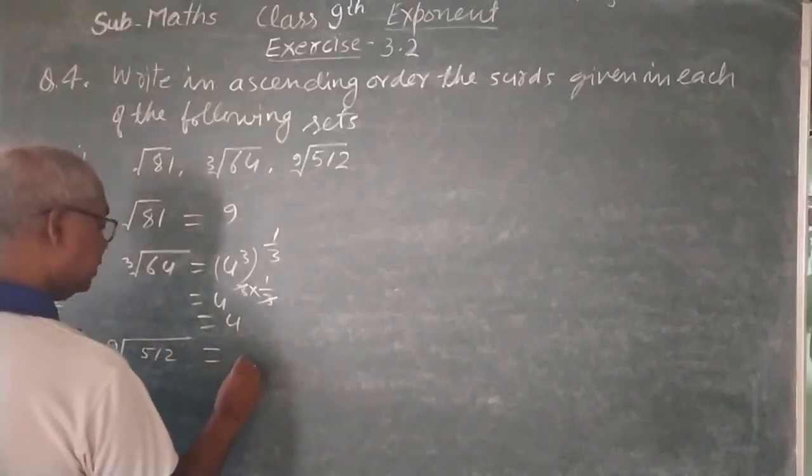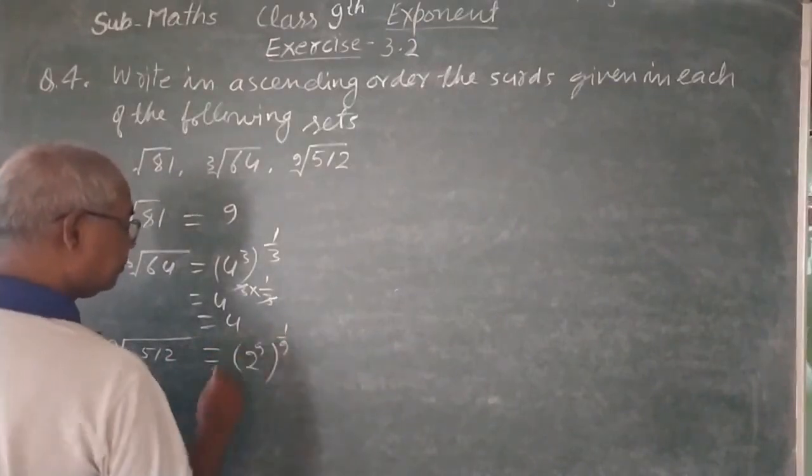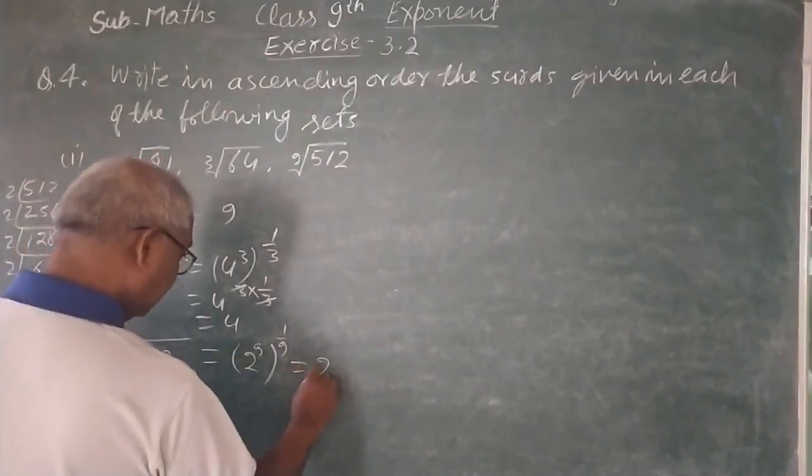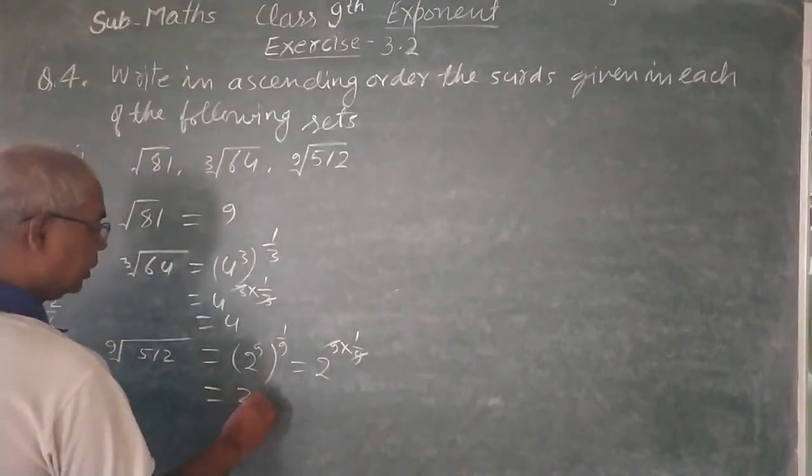So it is 2 to the power 9, and the whole power is 1 upon 9. So 2 to the power 9 into 1 upon 9, the powers cancel. So only 2.